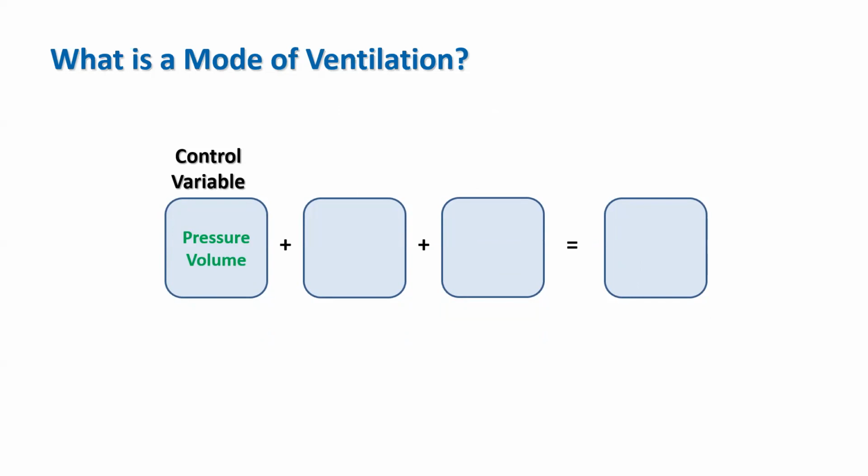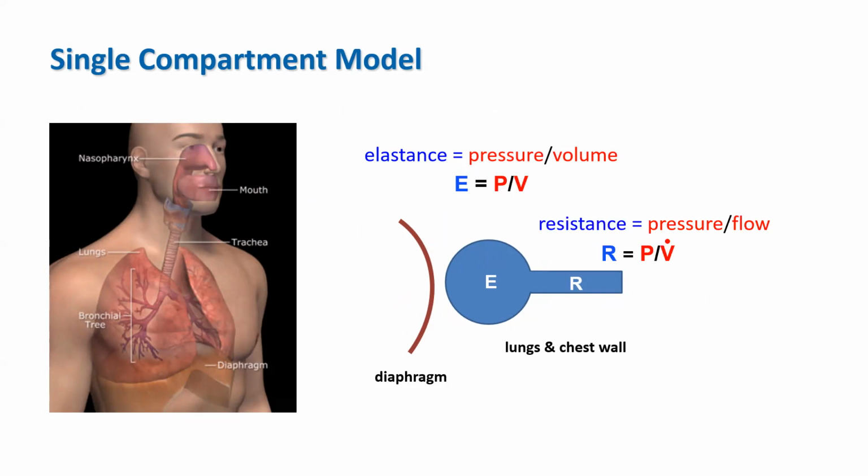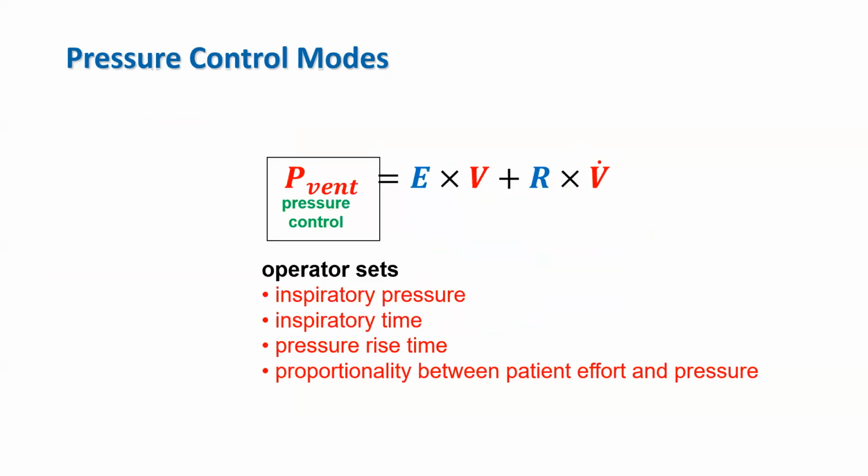Now, all modes can be placed into one of 2 groups, according to the control variable, and this can be either pressure or volume. The concept of a control variable is derived from the basic mechanical properties of the respiratory system. Elastance is defined as the ratio of the pressure change to volume change. Resistance is defined as the ratio of pressure change to flow change. Elastance and resistance are related to airway pressure using the equation of motion for the respiratory system.